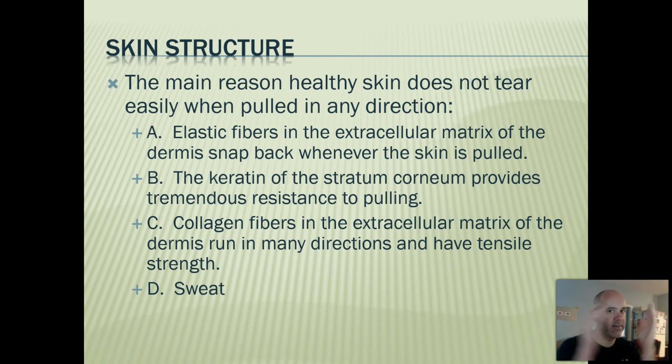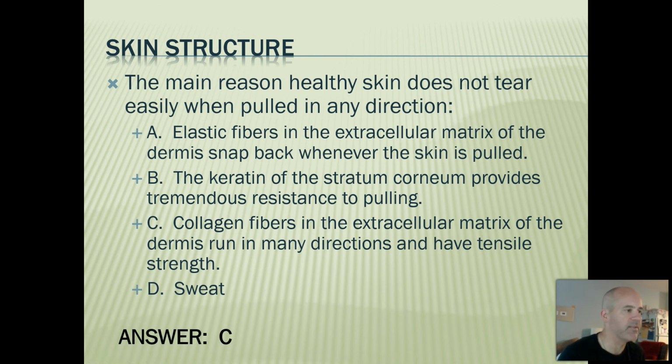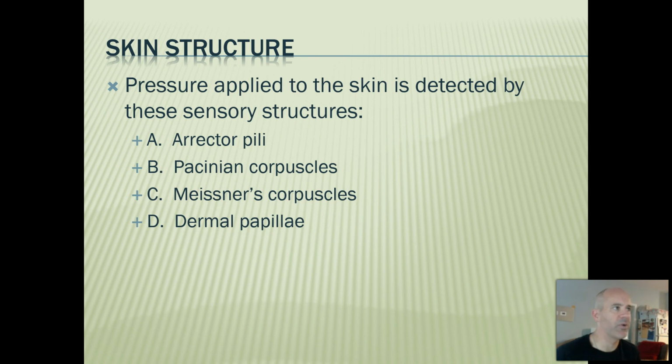Pulling, think tensile strength. What component of tissues gives tensile strength? Hopefully you're thinking collagen fibers. Elastic fibers are for rebound. Collagen fibers help resist pulling. So your answer here is going to be C. Collagen fibers in the extracellular matrix of the dermis run in many directions and have tensile strength. So know your functions of these different skin and tissue components.